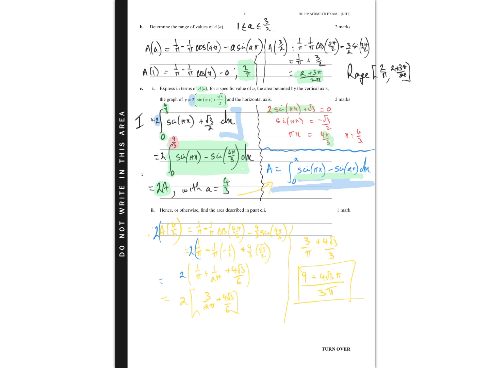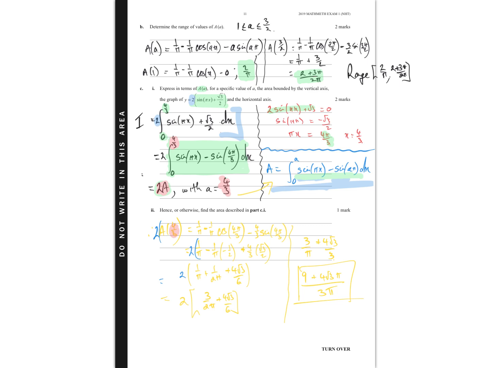Hence or otherwise find the area. Well, we know that the area is in fact given by 2a at 4 on 3. So a of 4 on 3 times 2 will give you the area I'm looking for. And so then it was just paying, yellow is a bad colour to use probably. It's just substituting 4 on 3 into the function that I've got.